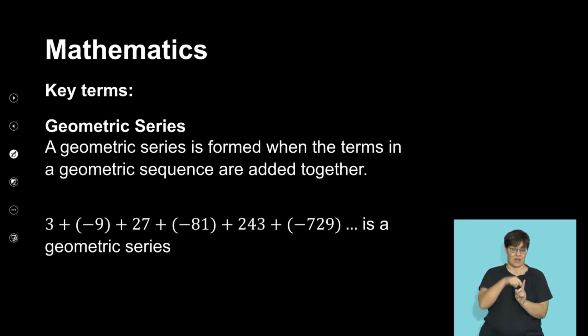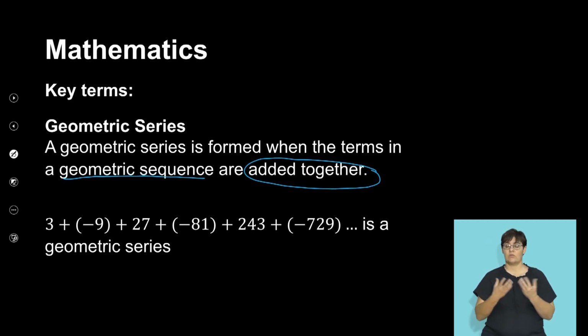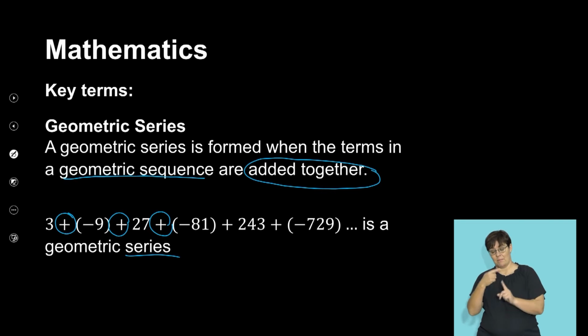A geometric series is formed when the terms in a geometric sequence are added together. So please be careful. There is a difference between sequences and series. Series are an actual sum, whereas a sequence is a list of the values of a pattern. So below you can see the 3 plus -9 plus 27 plus -81 going on. We know that this is a series because there's actually addition involved.